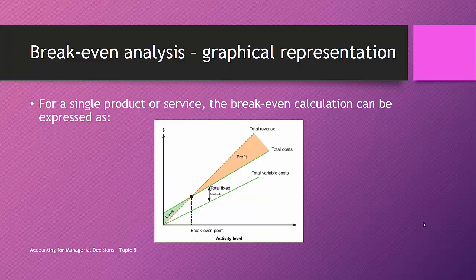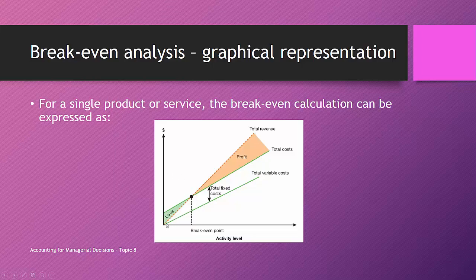For a single product or service, the break-even calculation graphically can be expressed as this. It's linear. Total variable costs start at the origin and move up. You'll have some sort of fixed costs, which means the total costs start not at the origin, but higher, and move up at the same gradient as total variable costs. Revenue starts at the origin because you can't make revenue if you're not selling anything. Revenue starts at the origin and moves up again at a constant gradient. So the relevant range assumption is quite important in this. Obviously, that assumption cannot always hold in practice, but it's a good sort of limiting assumption to work with here.